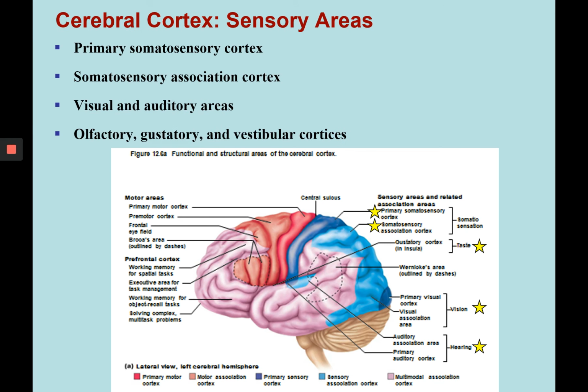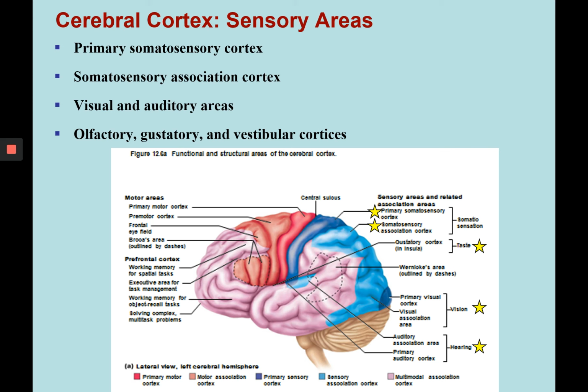All right, before we move on, don't forget that those motor areas were all located in front of the central sulcus, that those areas were in the frontal lobe. Now we're going to move back and start looking at the temporal, the parietal, the occipital. That's where we're going to find a lot of these sensory areas, things like the primary somatosensory cortex, which is located in the postcentral gyrus. Then we have the somatosensory association cortices, visual and auditory areas. They have primary and association cortices. There's also going to be olfactory, gustatory, and vestibular cortices with their own primary and association cortices.